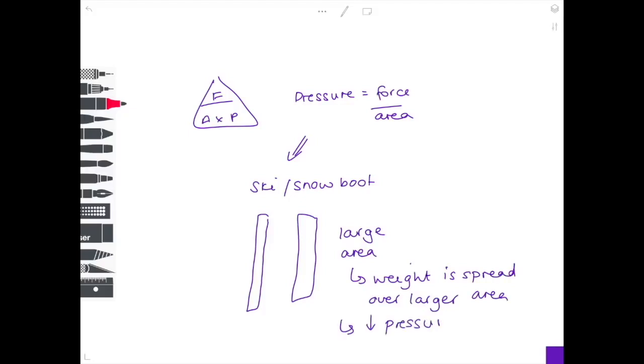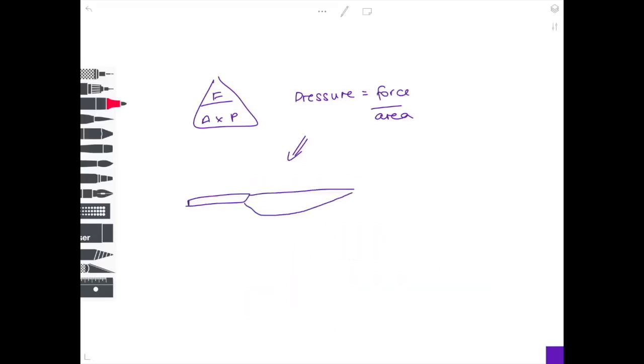And this helps to explain how snow boots work. So when you walk in snow boots, it stops you sinking into the snow. And the same with skis. Your skis don't sink into the snow. They simply slide over. Let's take an opposing example.